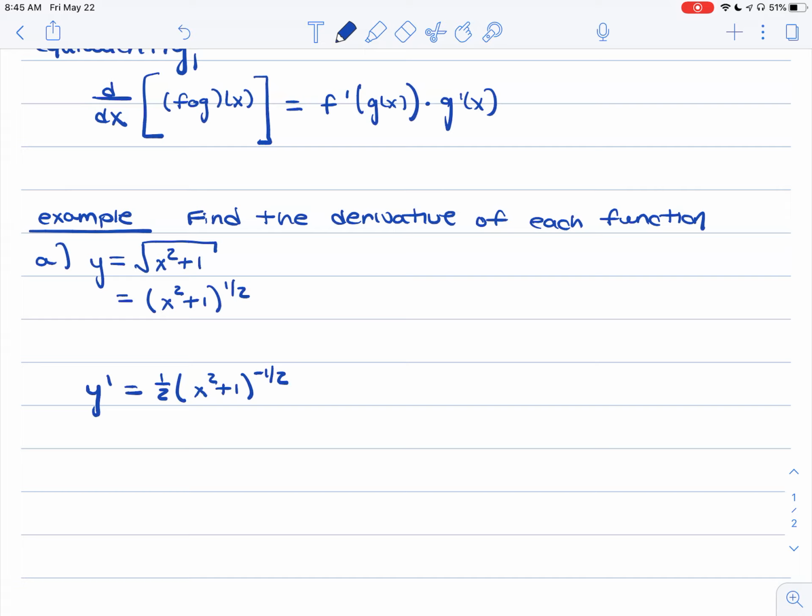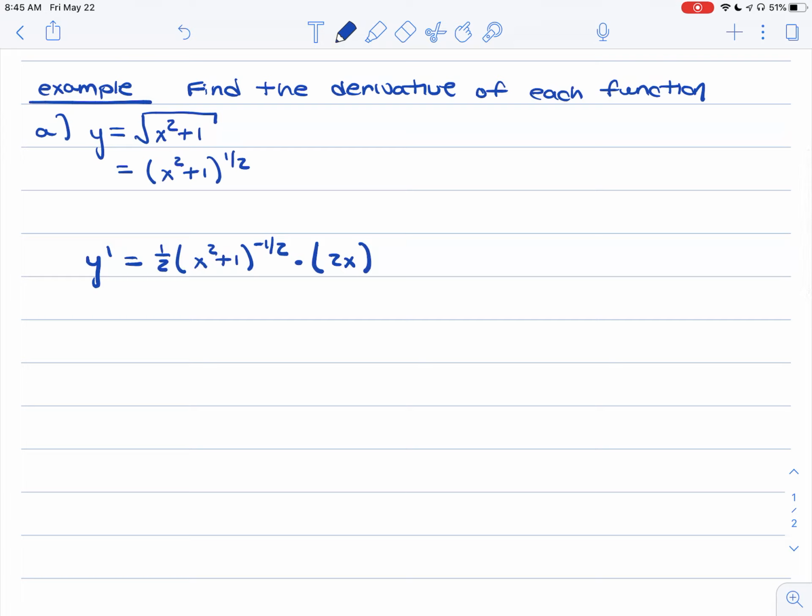Okay, so that's the derivative of the outside function. Now we multiply that by the derivative of the inside function. So the derivative of x squared plus 1 would be 2x. Okay, so that's our derivative. Now we just need to do some algebra to simplify this down a little bit. So remember what we talked about in previous videos. Typically, we want to rewrite our equations with positive exponents instead of negatives. And if the original equation started with a radical, you typically want your final equation to end with a radical as well. So I'm going to go ahead and rewrite this.